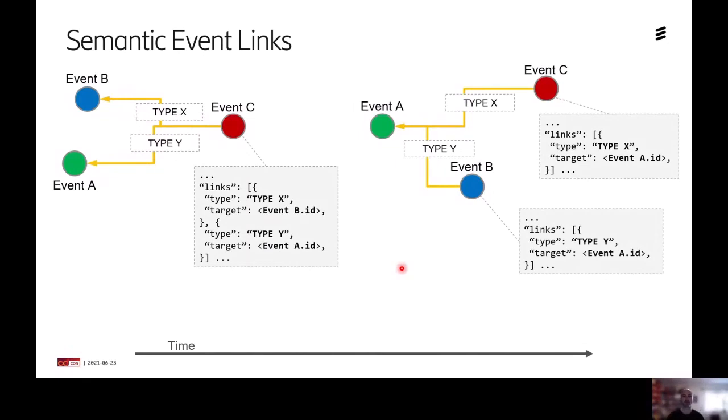Similarly, multiple events could also link to the same previous event, where each link could have different types as well. And in this example, event B and C could represent two different deployments, for example, of the same component, where the component is represented by an artifact or image built and notified through event A.